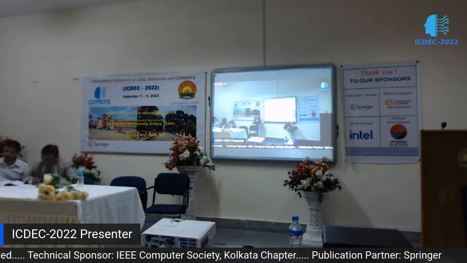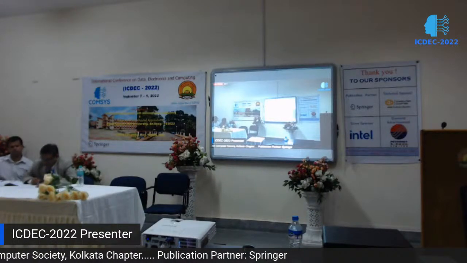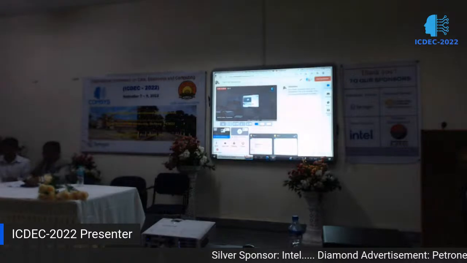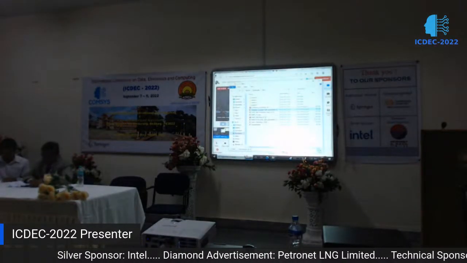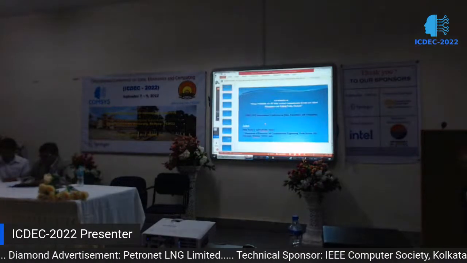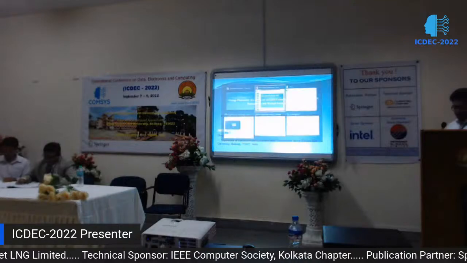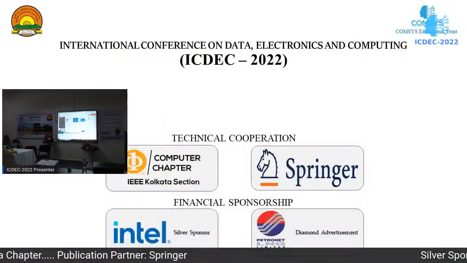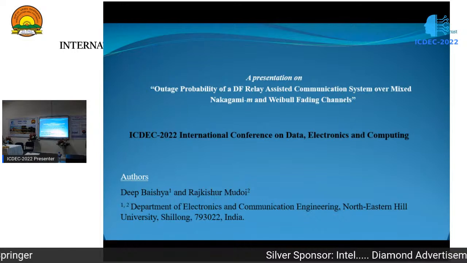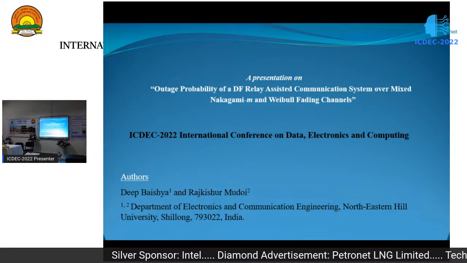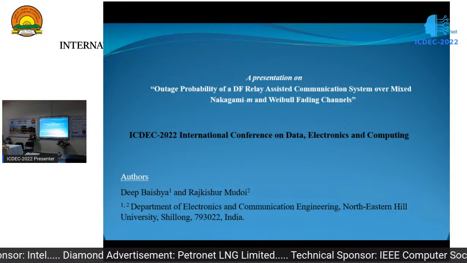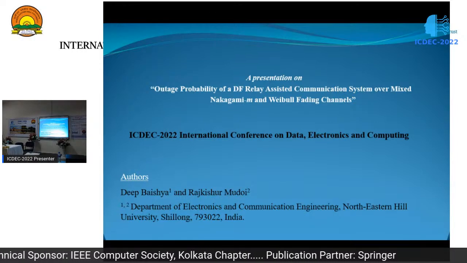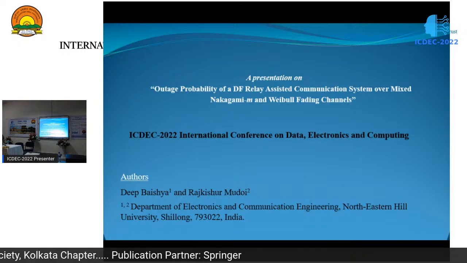The title of the paper is Outage Probability of a DF Relay Assisted Communication System over Mixed Nakagami-m and Weibull Fading Channels. The presenter is Deep Vaishya. Welcome. You have 10 minutes for the presentation. Paper ID 49, the fourth paper. Start.